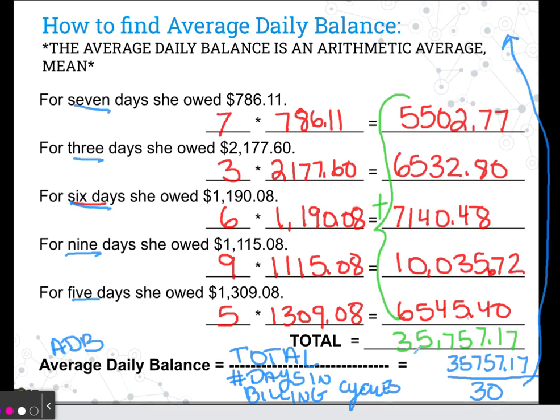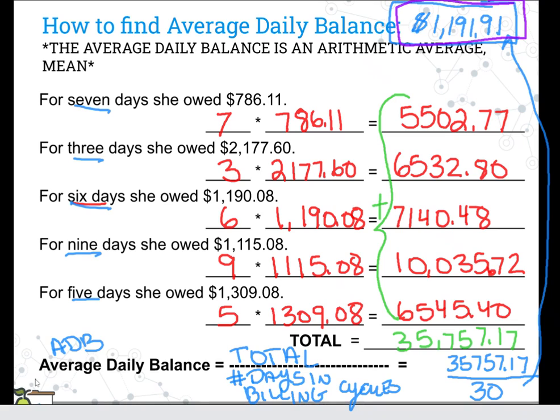And so when I calculate this, I'm going to go ahead and bring that total up here. Okay, so $35,757.17 divided by 30. When I calculate that, I get that the average daily balance is $1,191.91. Okay, so the average daily balance, $1,191.91. So, why is that important to us? This is important because the finance charges are calculated based off of the average daily balance.